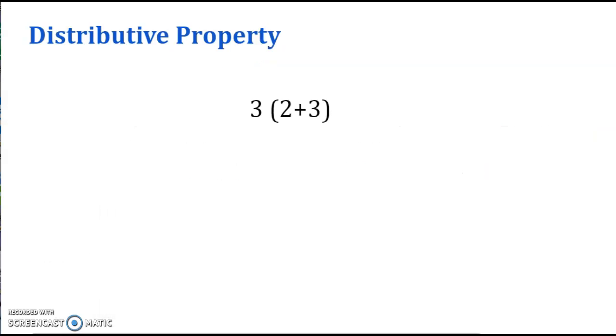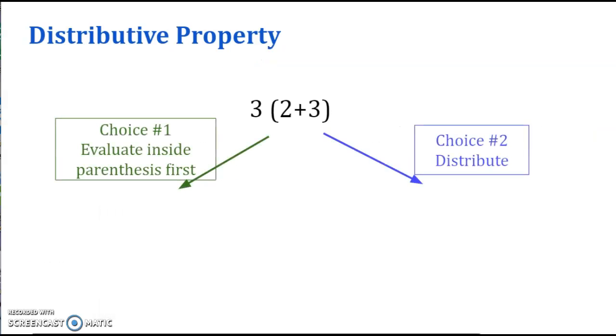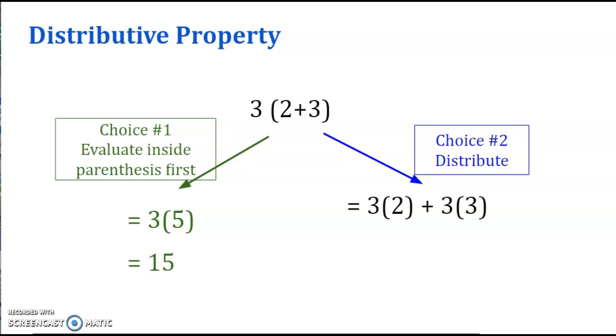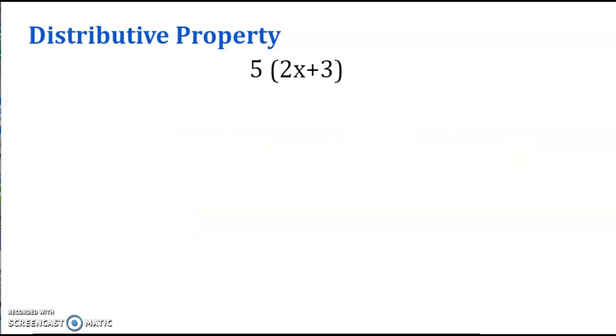If we were to do it algebraically, we have 2 options. Choice 1 is to evaluate inside the parentheses first. 2 plus 3 is 5, so 3 times 5 is going to be 15. The other choice is to distribute. We're multiplying 3 by 2, and then to that you're adding 3 times 3, and you get exactly the same answer. However, when you have the next example, 5 multiplied by 2x plus 3, okay?